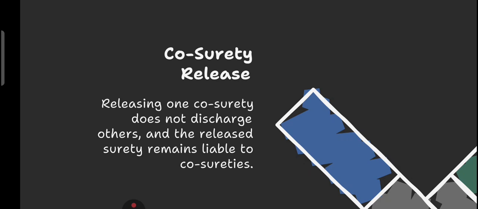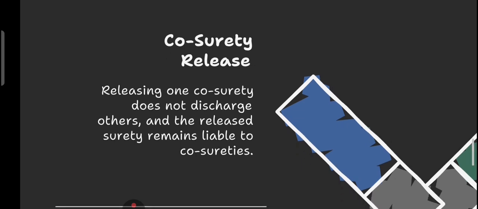So suppose for a particular guarantee, three or four sureties are there, multiple sureties are there. If you release one of them, it does not discharge the other. Even the released surety remains liable to the co-surety. It means responsibility is shared and cannot be dodged simply by being released from the creditor.